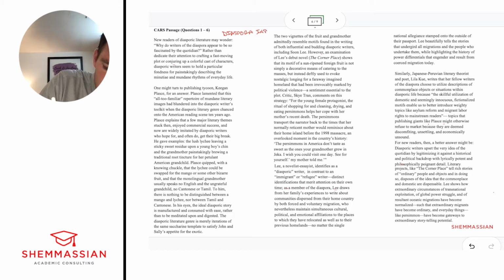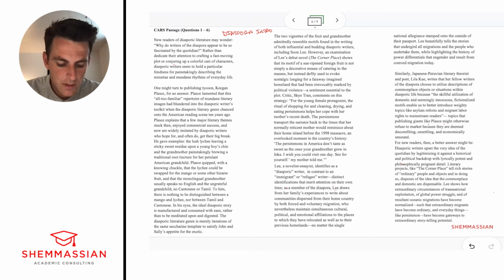One might turn to publishing tycoon Keegan Place for an answer. Place lamented that this all too familiar repertoire of mundane literary images had blundered into the diasporic writer's toolkit when the diasporic literary genre chanced into the American reading scene 10 years ago. Place explains that a few major literary themes stuck then, enjoyed commercial success, and now are widely imitated by diasporic writers, who hoped for and often do get their big break.